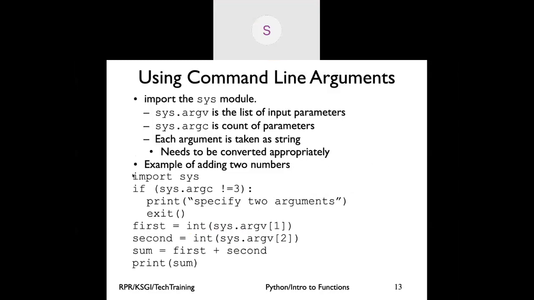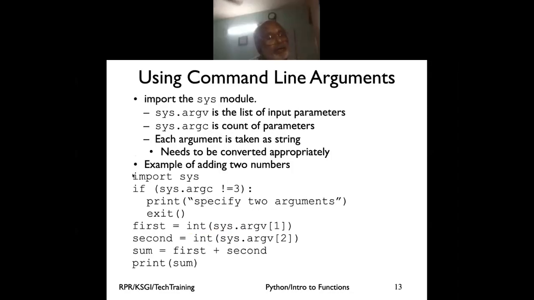The other way is you can get input from command line arguments, where you don't want to wait for someone to enter something. The system provides a module called sys. Sys.argv is basically a list of arguments, all in ASCII, and sys.argc is a count of parameters. So I want to run a program called add two numbers. Say import sys module. I want to make sure the argument has three parameters. First is the program name. Let's say the program name is add.py, and then add two numbers 2, 3.